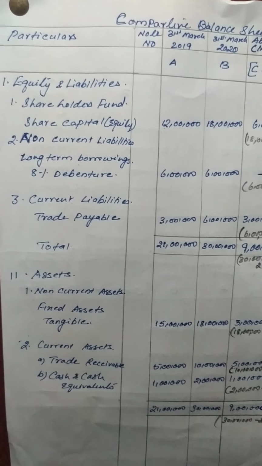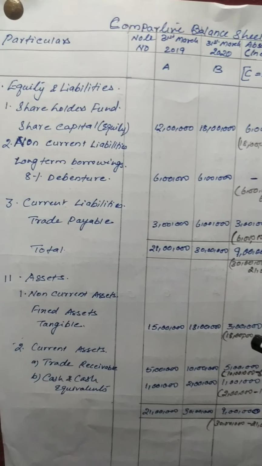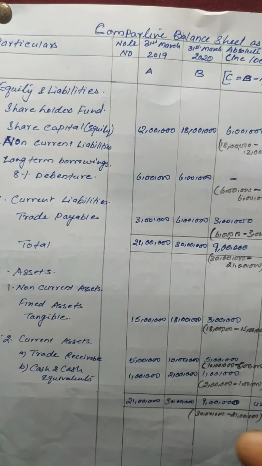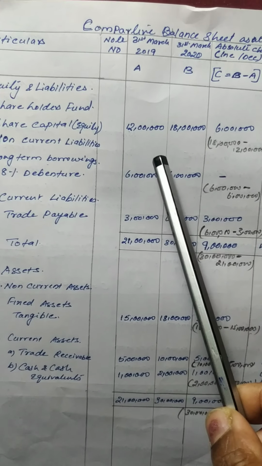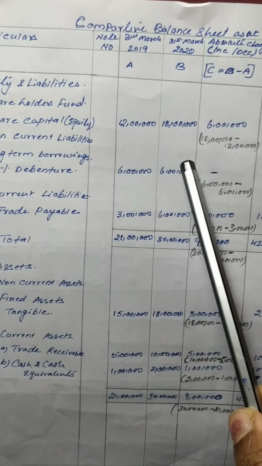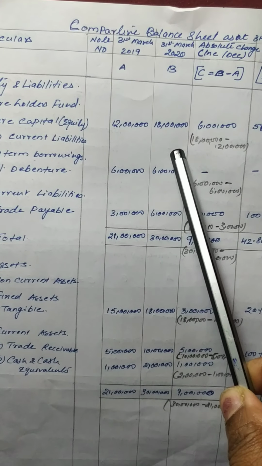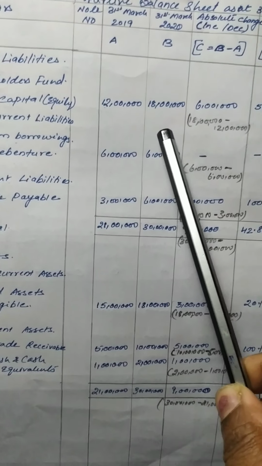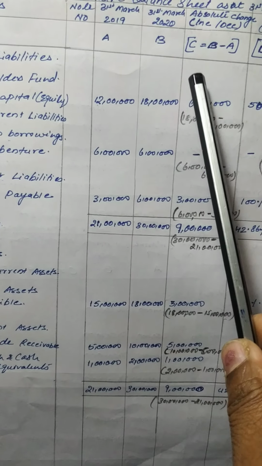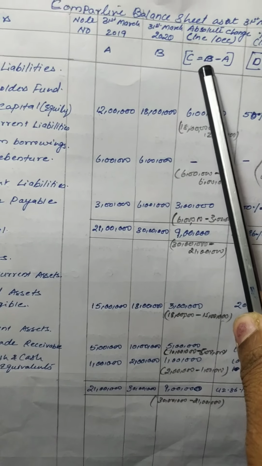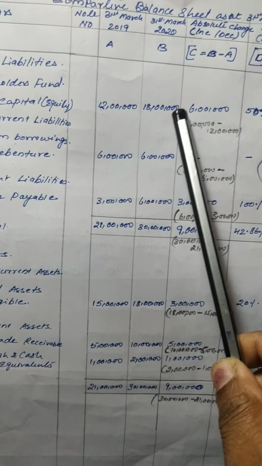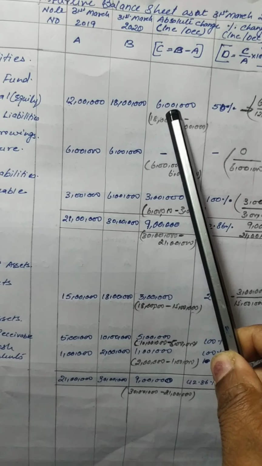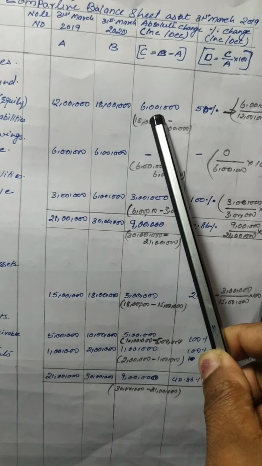Okay, so as it is, we had written the question here: equity and liability, amount of share capital, previous year it is given 12 lakh was in the question, and current year it is 18 lakhs. Okay, now we have to find out the absolute change. What is the formula of absolute change? C is equal to B minus A. What is B here? 18 lakh minus 12 lakh, that is 6 lakhs. 18 minus 12, 6 lakhs.